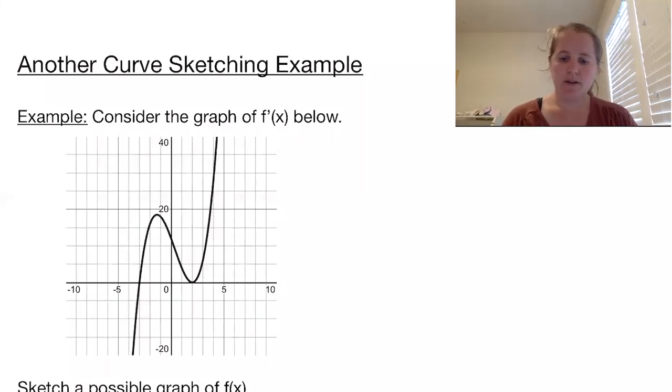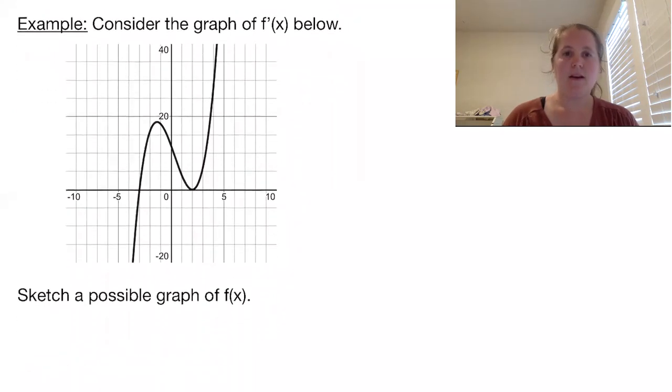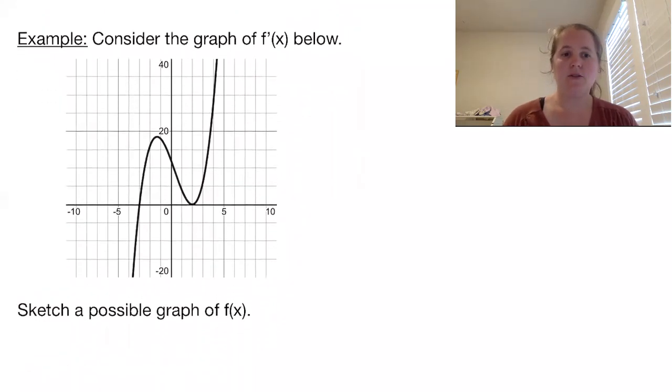Welcome to another curve sketching example. In this example, we have the graph of f prime, and our job is to sketch a possible graph of f given this graph of f prime. Again, we're going to do a number line based off of f prime, a number line based off the second derivative, and then do our graph.